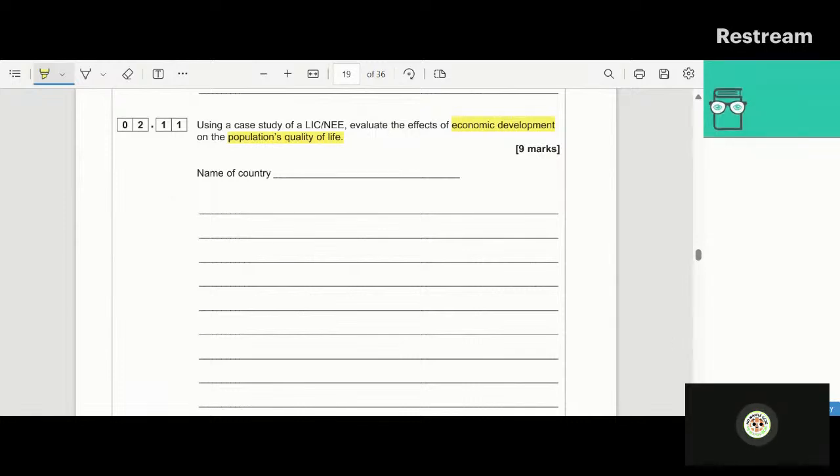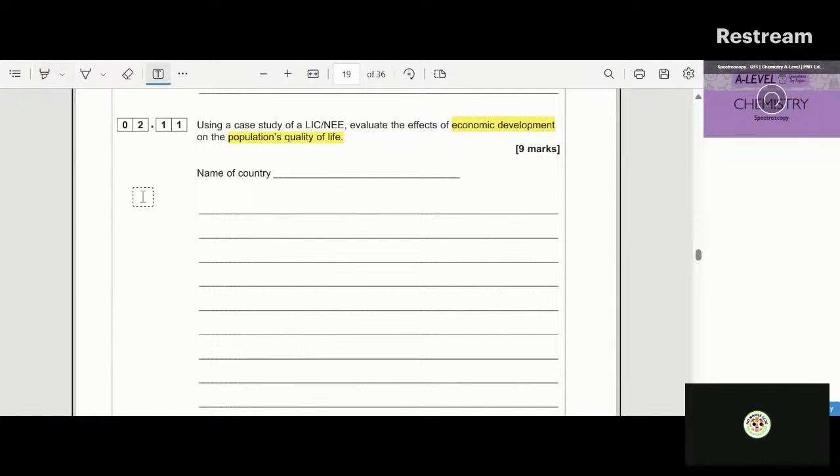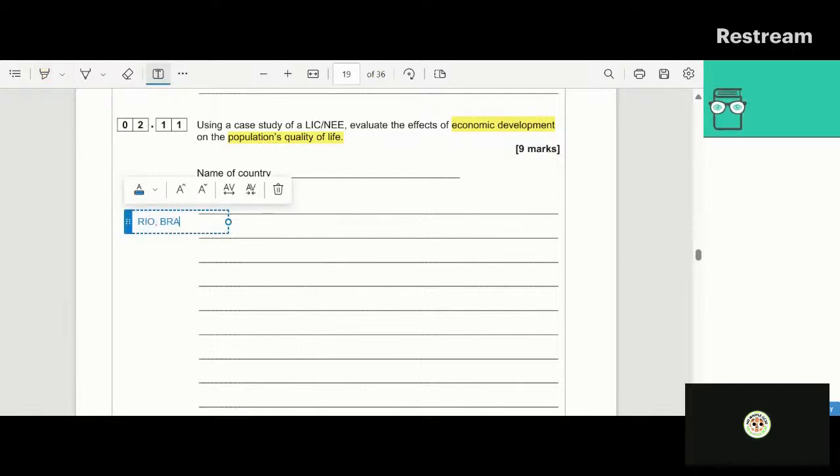So, what you can talk about here, low-income countries, so whether you did Brazil, whether you did Nigeria, or whether you did India. Rio, Brazil, or India. You can talk about Lagos as well. So there's a lot you can speak about, and you're talking about the effects on the population's quality of life.